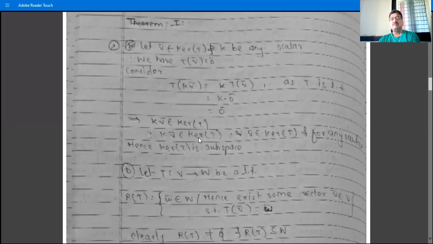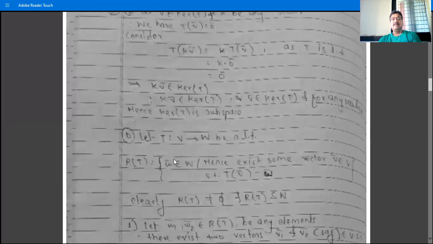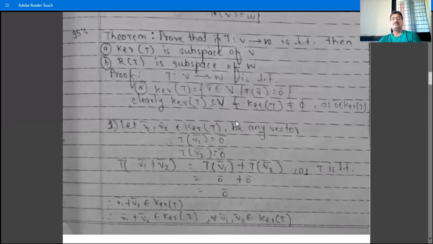And therefore we say k v bar belongs to kernel of T for all v bar belonging to kernel of T and for any scalar k. As this v bar and k are any elements, and the property is true for any element, we say the property is true for all elements, and hence kernel of T is a subspace of the vector space V.